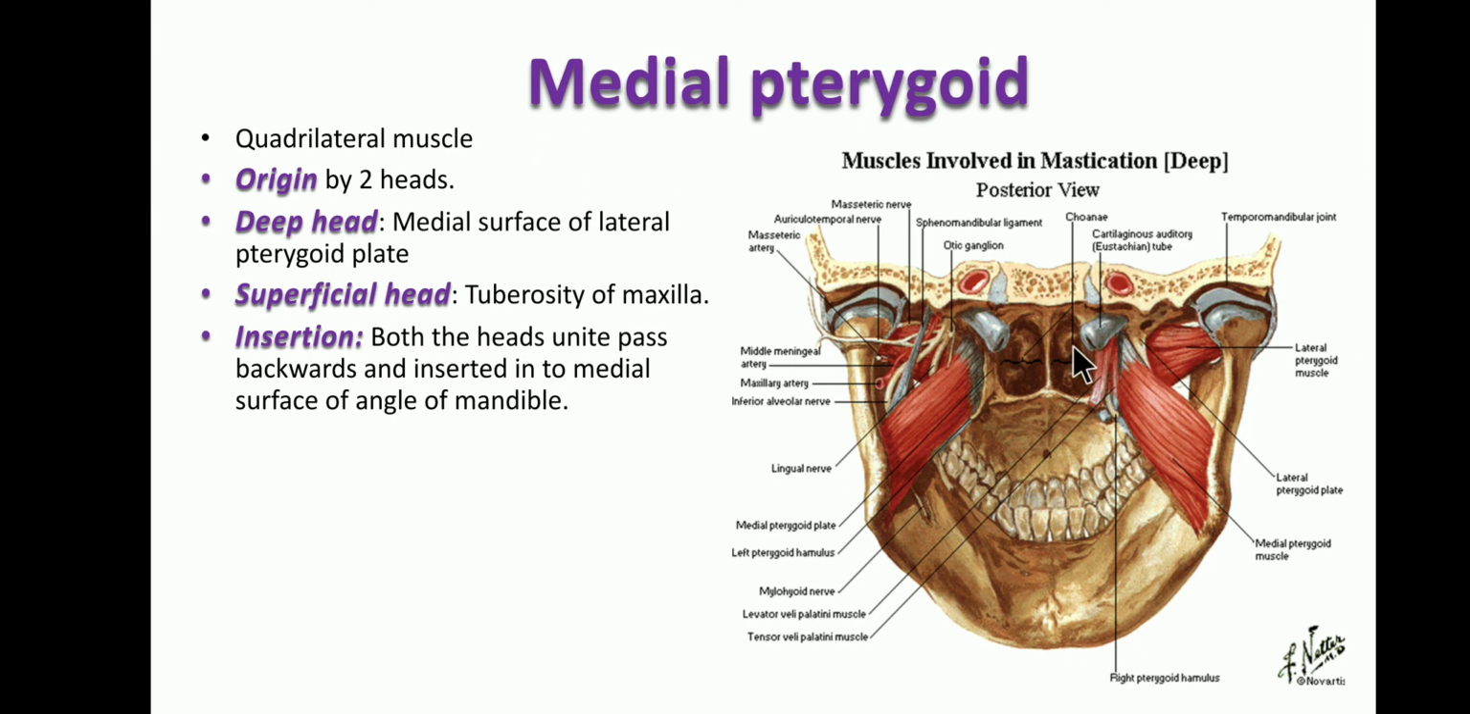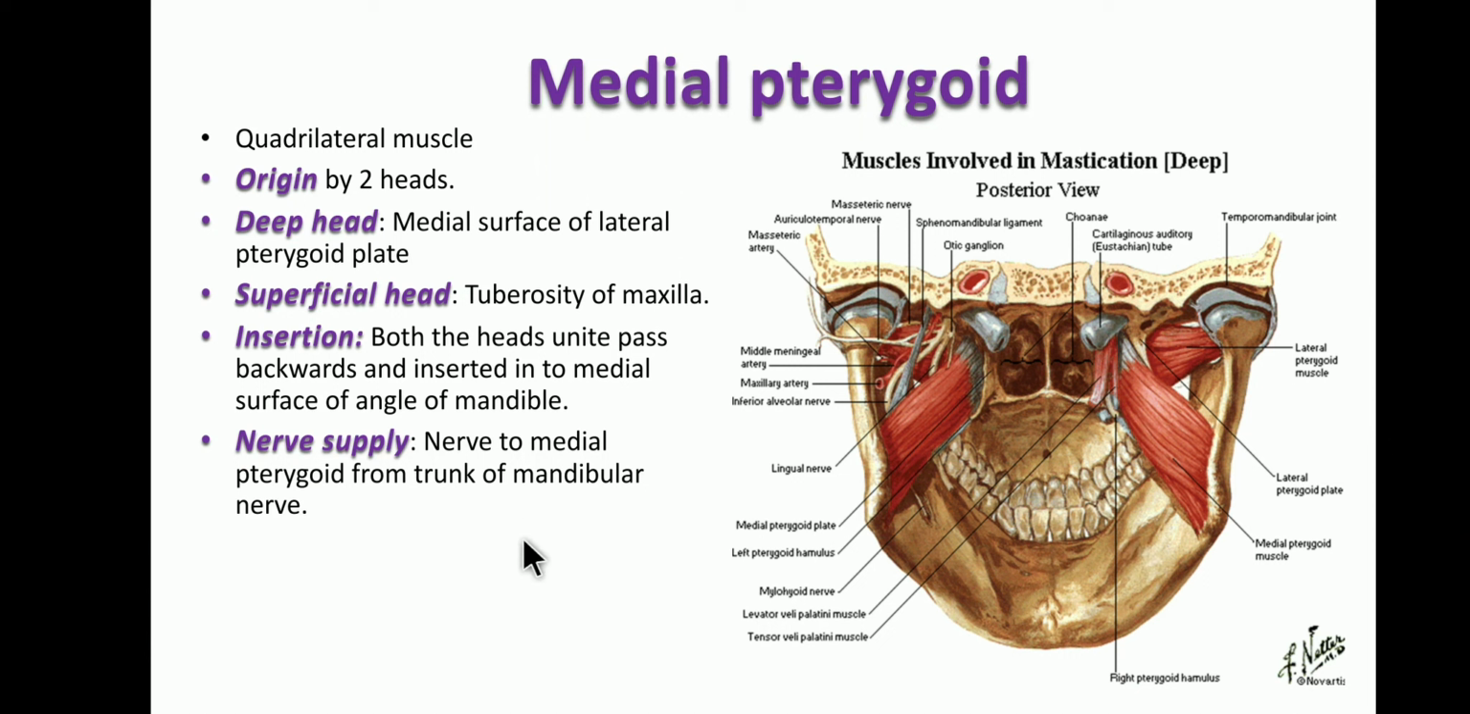What opens into the upper part of the nasopharynx are the auditory tubes. That is why I told you the infratemporal fossa is limited laterally by the ramus of the mandible and medially by the lateral wall of the pharynx. So below, the fossa is continuous with the parapharyngeal space. The nerve supply to the medial pterygoid is mainly by the nerve to medial pterygoid, directly from the trunk of the mandibular nerve. This also carries preganglionic parasympathetic fibers to the otic ganglion.